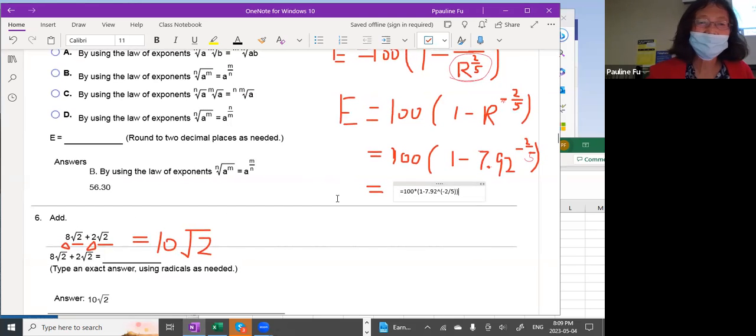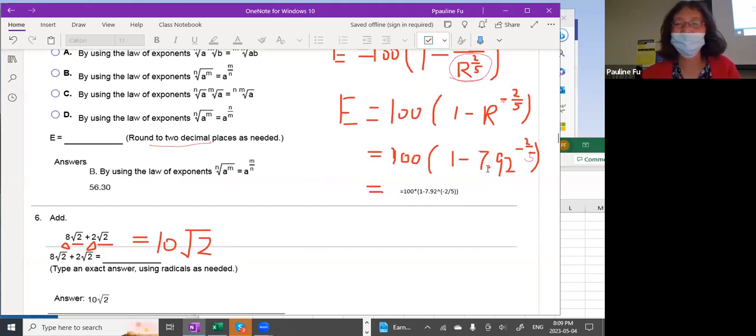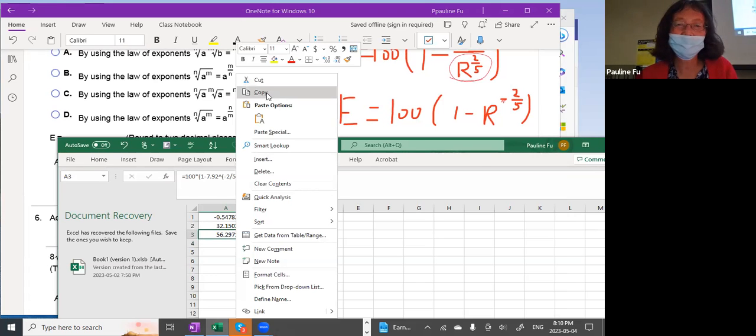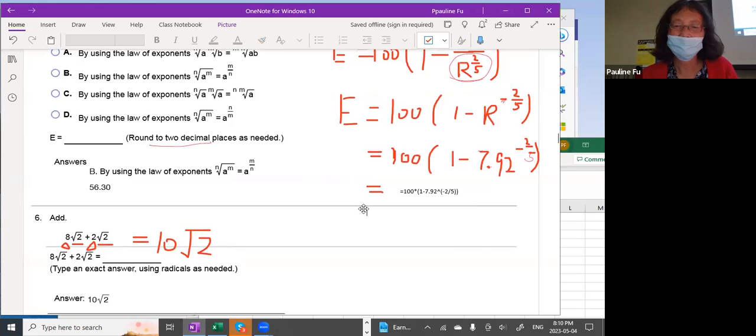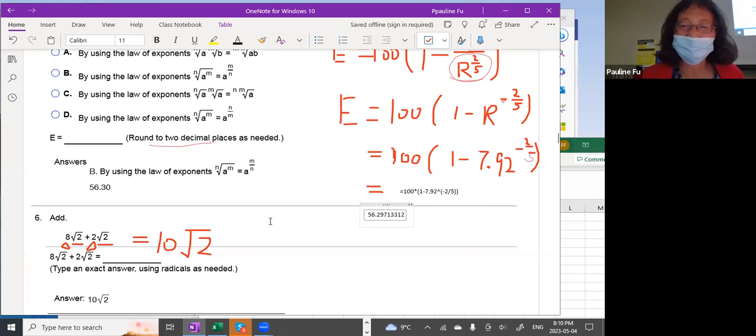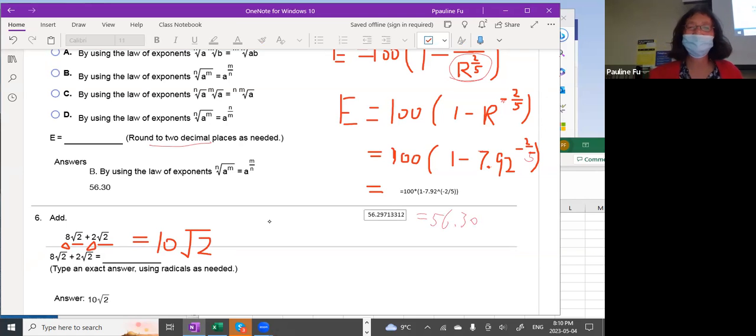See, round to 2 decimals. If I directly provide the result from Excel, I will get a mark deducted. So if you give this number too many decimals, your mark will be deducted. So this number, you have to write down 56.30. Keep 2 decimals.